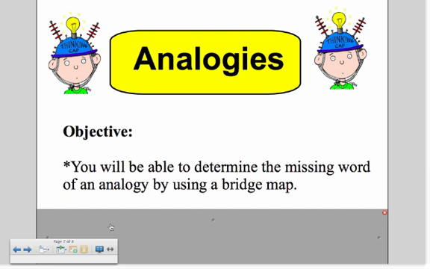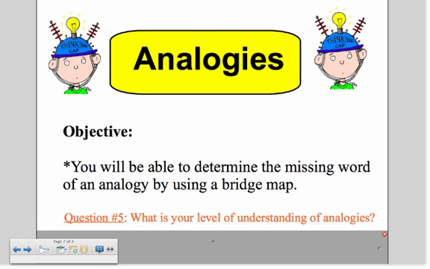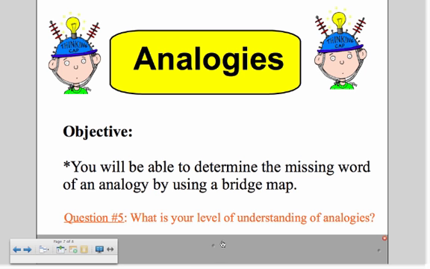And there we go. We have been finding the missing words of analogies by using one of our thinking maps, the bridge map. What are your thoughts and feelings at this point? The final question on the Google form is, what is your level of understanding of analogies after watching this video and completing the analogies given? I look forward to working with you. Analogies is a great way, again, to take our thinking about words and ideas to a deeper level and can be used in all subject areas.